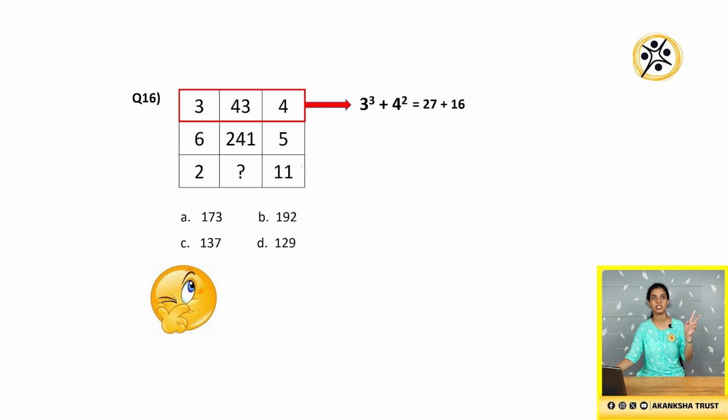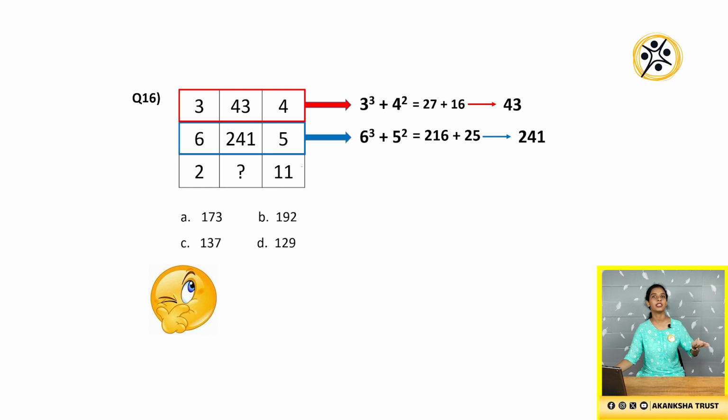Here we are considering the first row entry and the last row entry and seeing if it matches the second row entry of 43. Yes. So 3 cube, that is 27, when added with 4 square, 16, gives us the answer of 43. So if we go ahead and confirm this, we can see 6 cube plus 5 square also gives us the answer of 241. That is 216 plus 25 gives us 241.